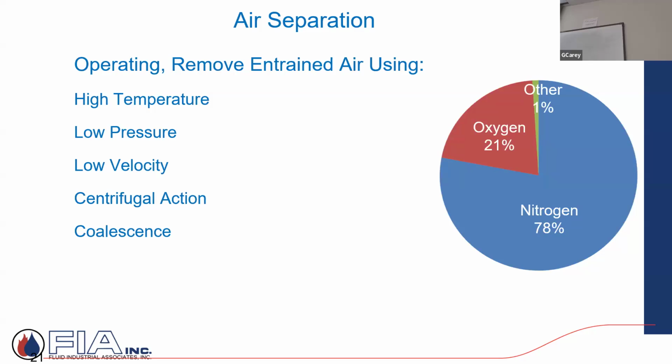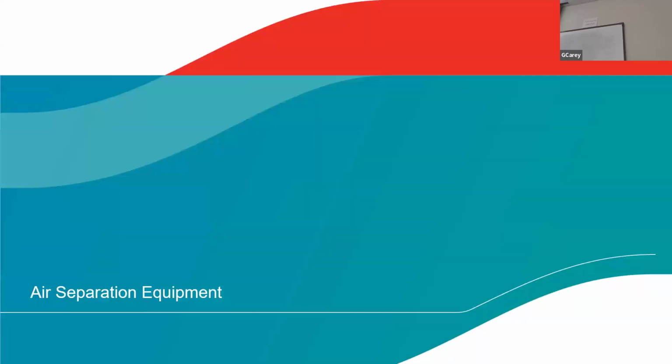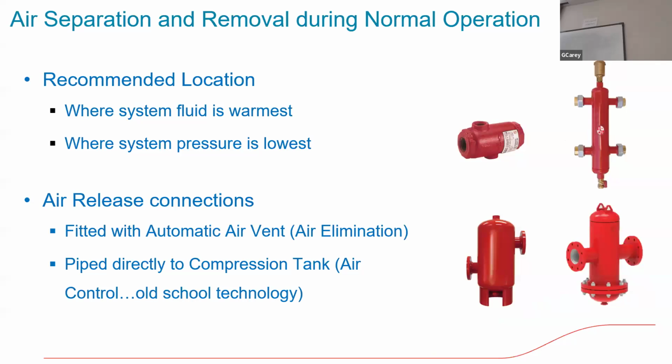So air separation. Once we're up and running, we've filled the system, we've vented it. Now we're going to engage the boiler plant. As air is released, we've got to address it. We've got to make sure it's not a problem. So the different pieces of equipment, and we would have touched on this very briefly in week 1, just some of the components you see in a hydronic system. But this very specifically, air separation and removal during normal operation.